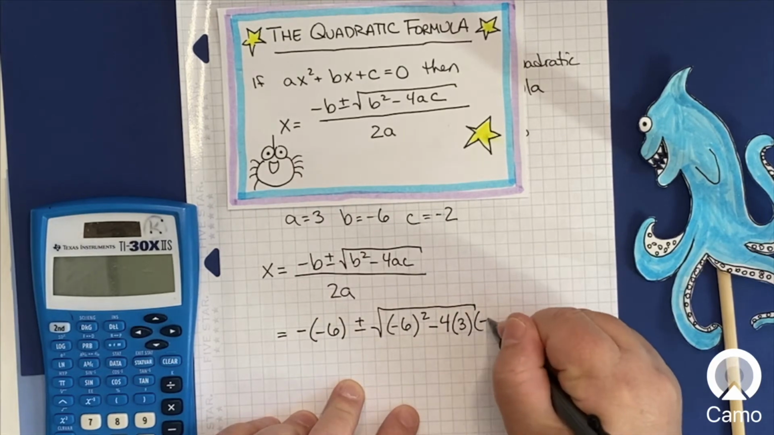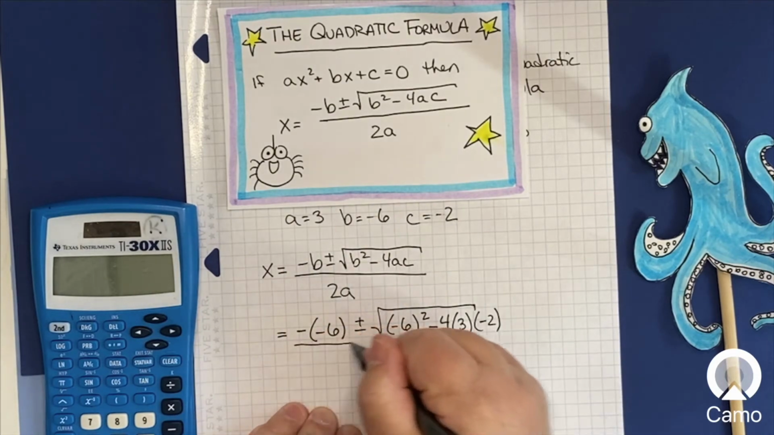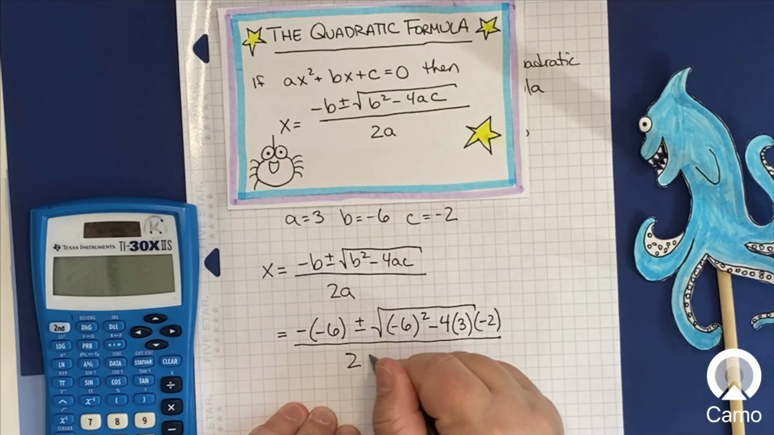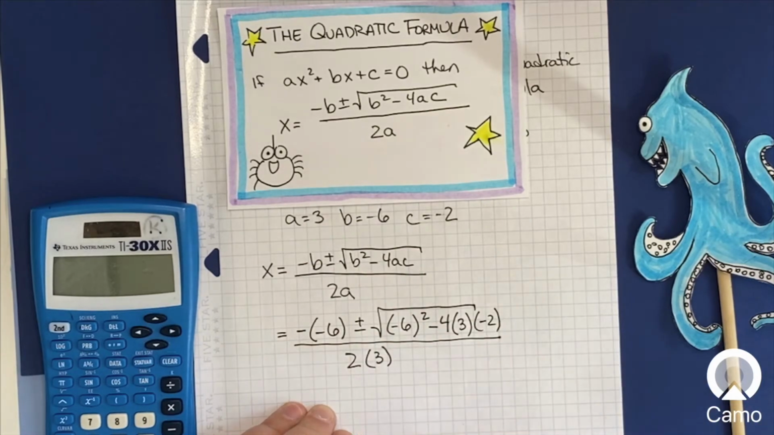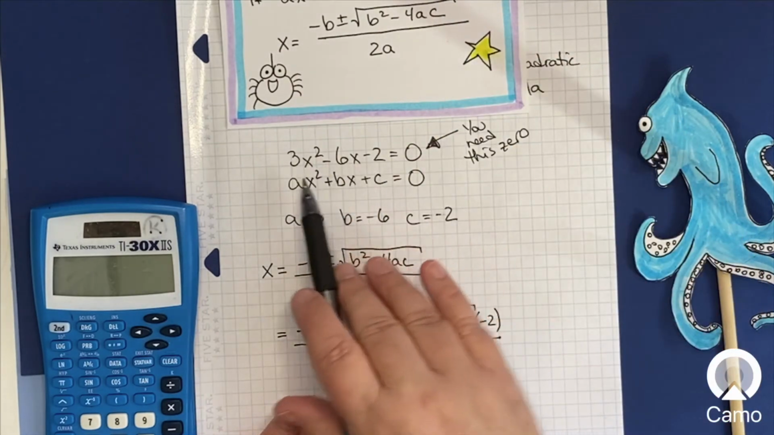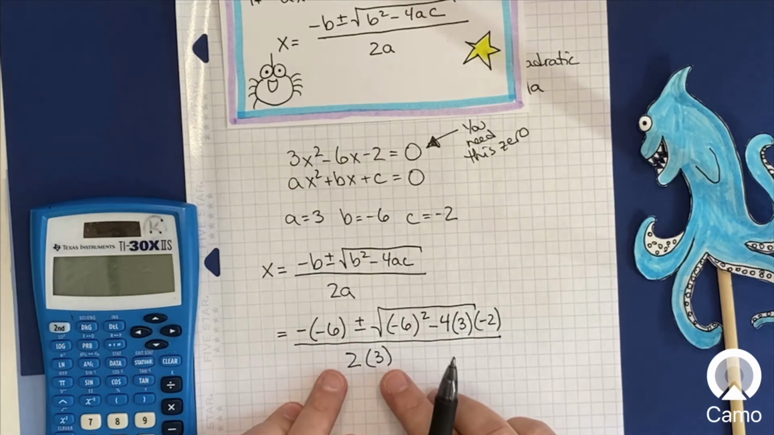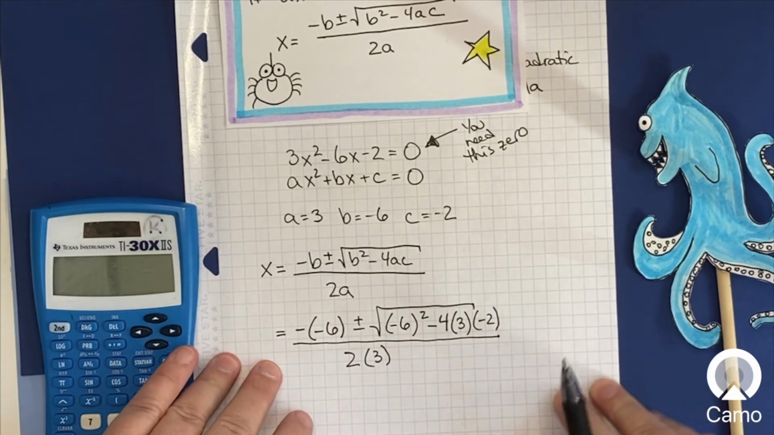Okay, so now that I know what a, b, and c are, I can set up my x equals the opposite of b plus or minus the radical of b squared minus 4ac, all over 2a. And as you're memorizing, think about the ways that help you memorize. So if it's helpful to say it out loud, say it out loud. Make it a song, make it a rhythm.